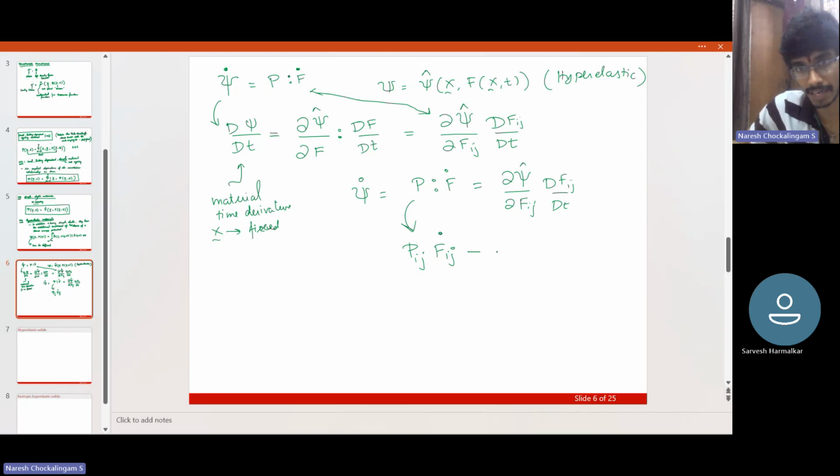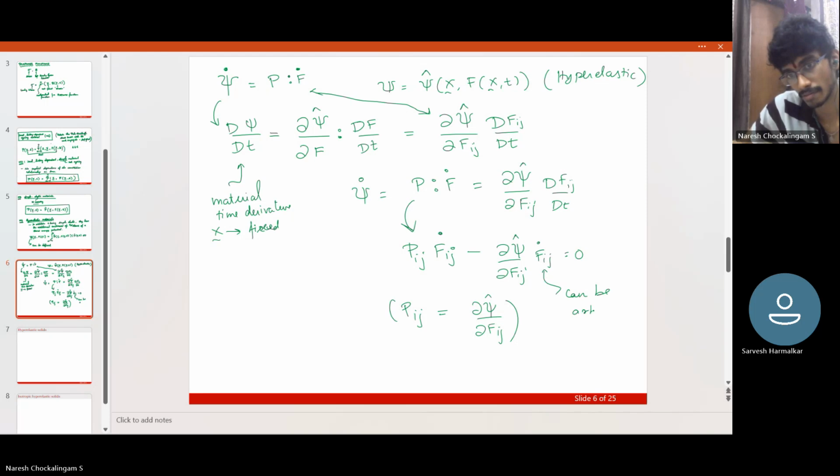So take it to the left hand side, you get Pij minus dou psi by dou Fij, times F dot ij, is equal to 0. Now you invoke the arbitrariness of F dot ij, so we get Pij should be equal to dou psi by dou Fij, because F dot ij can be arbitrary. So for a hyperelastic material, or a Green hyperelastic solid, the stress is derived as a derivative of a scalar potential.